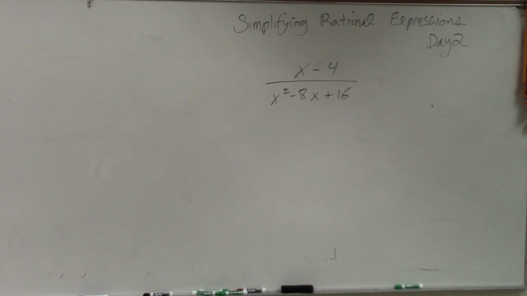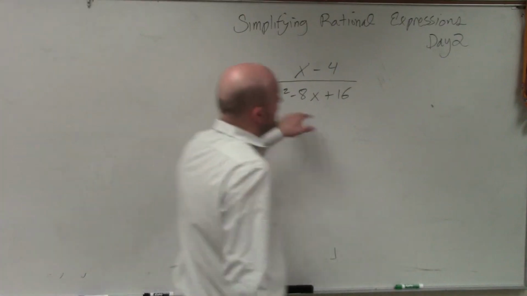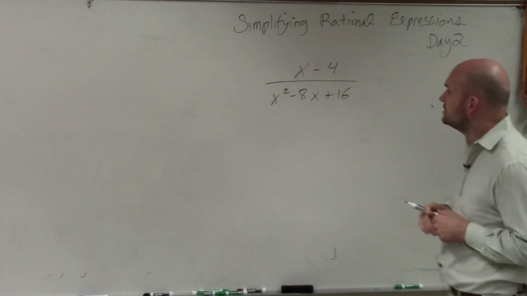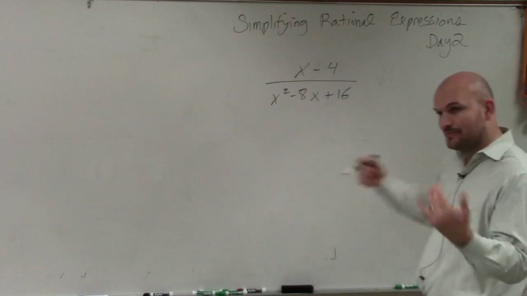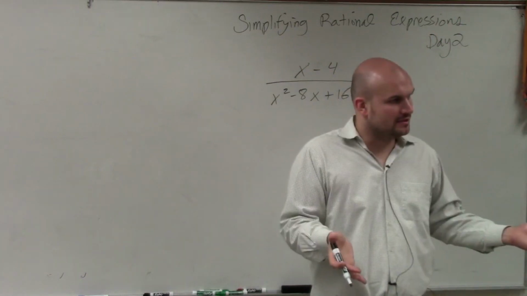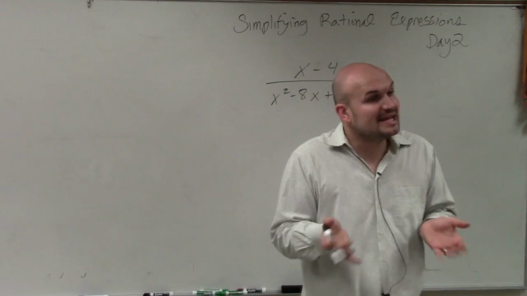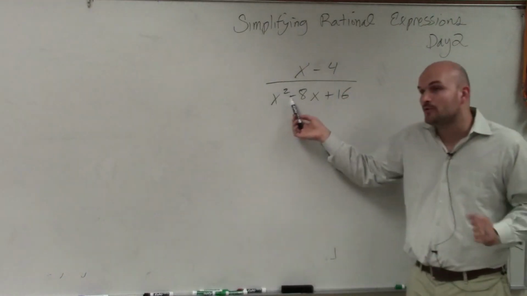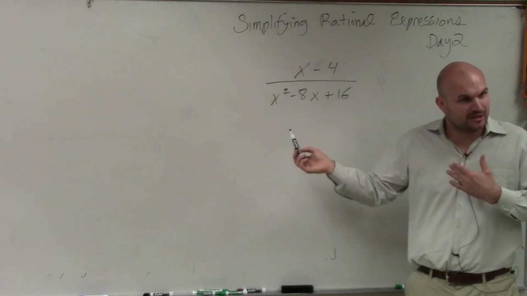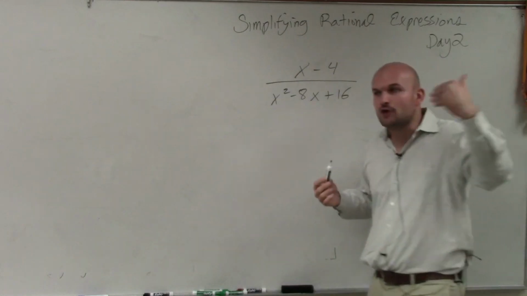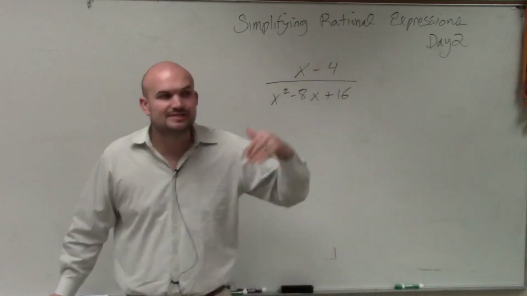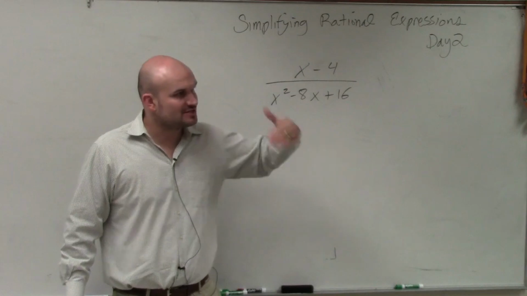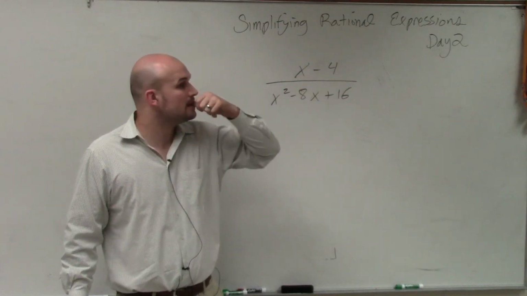In this example, ladies and gentlemen, we have x minus 4 divided by x squared minus 8x plus 16. Now, in this example, you guys can see, again, what I talked about. We have exponents, but we're still being separated by addition or subtraction. So when we are simplifying our rational expression, the first thing we need to do is factor. See if we can factor.